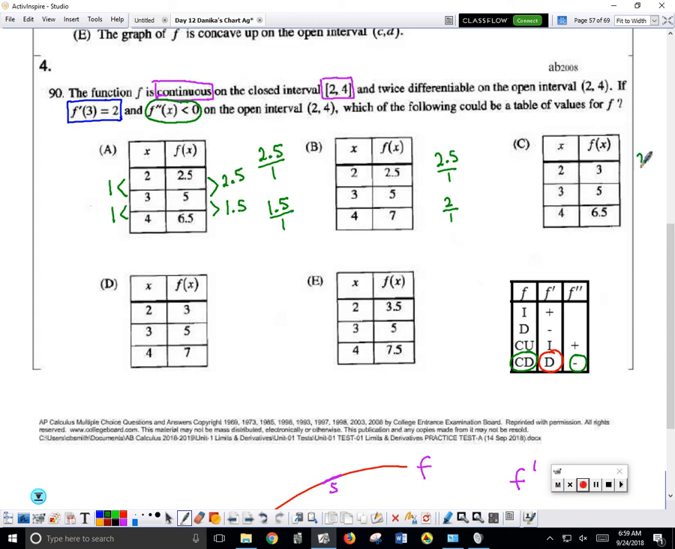Then we have 2 over 1, 1.5 over 1, 1.5 over 1, 2.5 over 1, etc. These are 2 over 1 and 2 over 1.